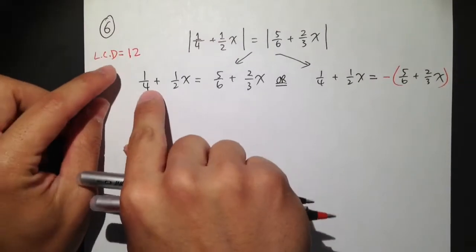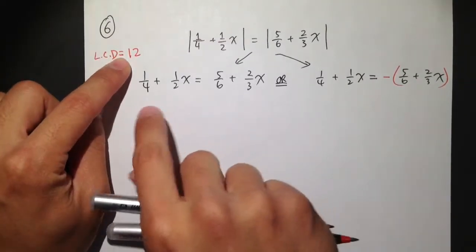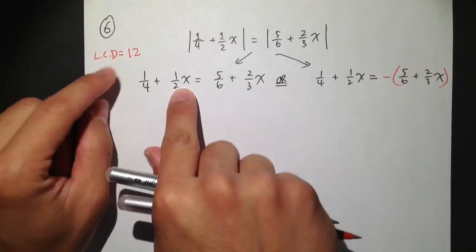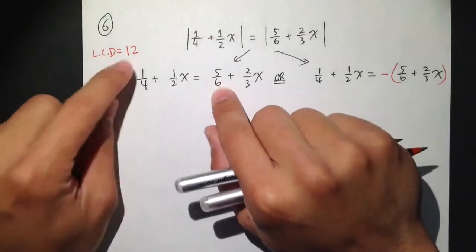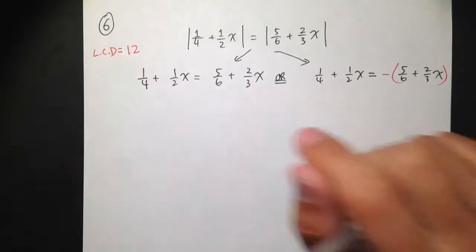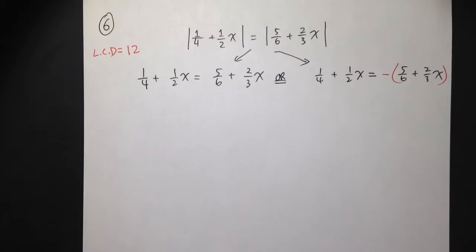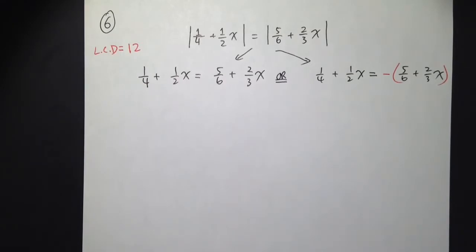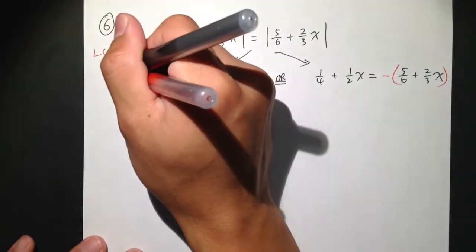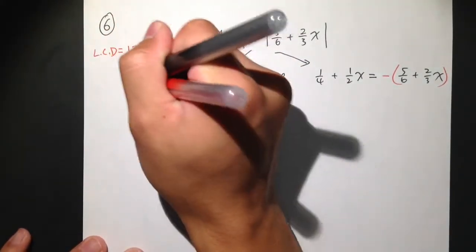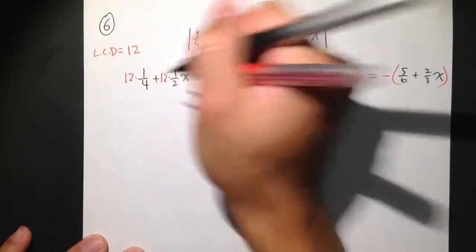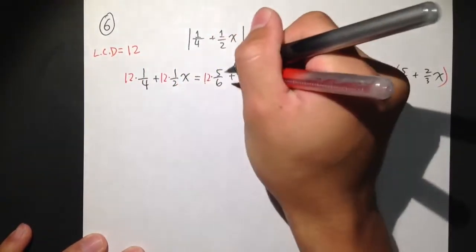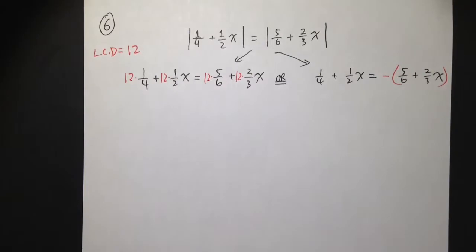We can check. 4 does go into 12, right? 4 times 3 is 12. And then 2 also goes into 12. 6 goes into 12. And 3 also goes into 12. And 12 happens to be the least common multiple, the least common denominator of all these numbers. So we are going to multiply everything by 12. So put 12 times that, 12 times that, 12 times that, and 12 times that.